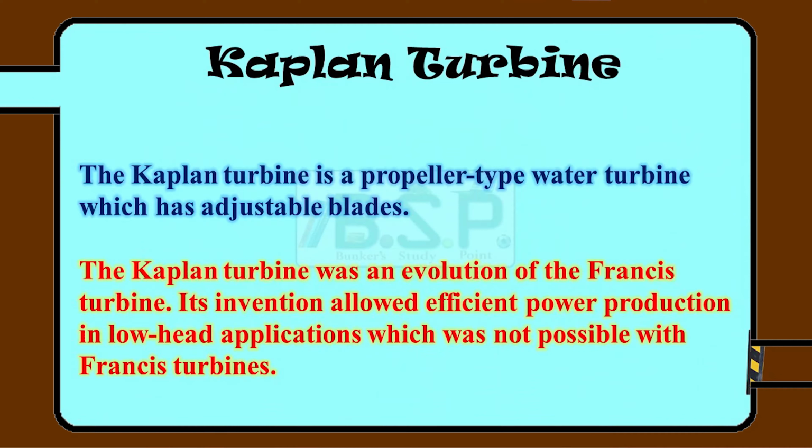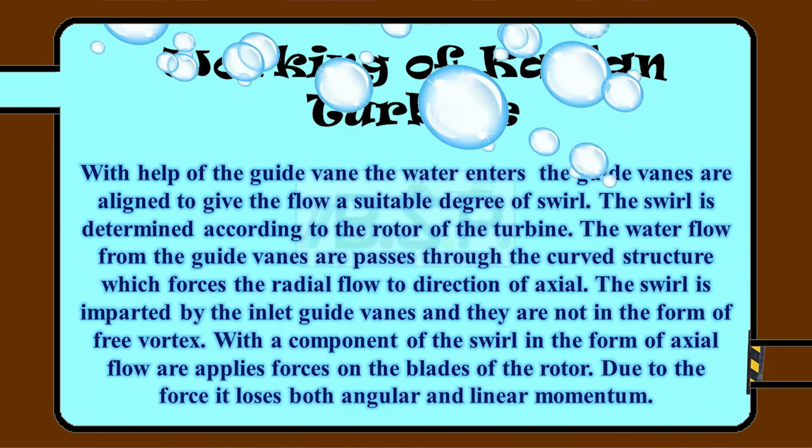The Kaplan turbine is a propeller type water turbine which has adjustable blades. The Kaplan turbine was an evolution of the Francis turbine. Its invention allowed efficient power production in low head applications, which was not possible with the Francis turbine. Let's have a look at its working.